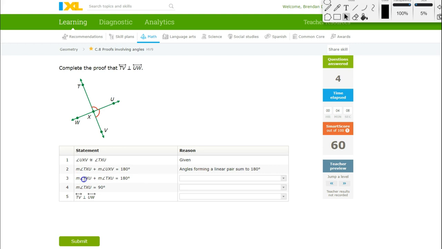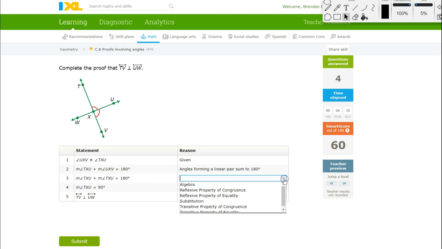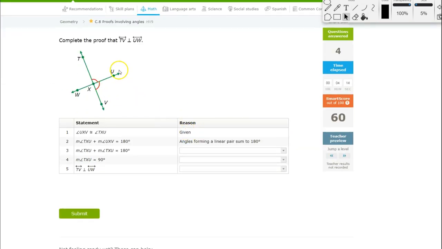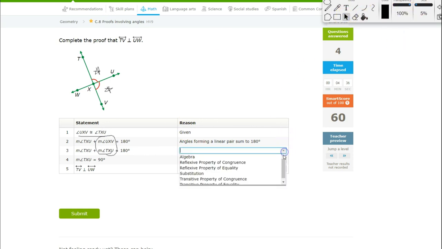We can also say another linear pair adds up because angles forming a linear pair are, oh no, that's not it. Let's actually draw on it. That was my mistake going to assumption. So TXU, so that's this one, plus UXV, that's this one, add to 180. That's angles forming a linear pair. So then how did they replace UXV with TXU? Well, that was because they were the same. So right there, what we did was use substitution. So I'm going to go over here, and that's the substitution property of equality.